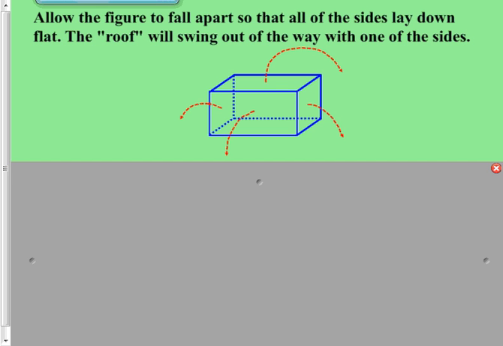Okay, now we are going to convert this solid from being a solid into being a net of the solid. And that basically amounts to allowing the figure to kind of fall apart, for lack of a better way of putting it, so that all of the sides will lay down flat.